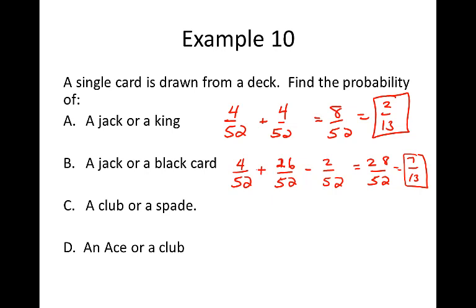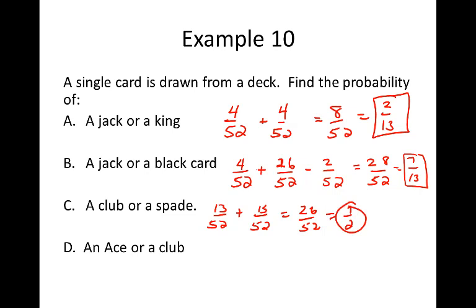A club or a spade. So how many clubs do we have? So we have 13 clubs plus 13 spades. Can I get a club and a spade? Nope, don't need to worry about that. This is half. These are the black cards.